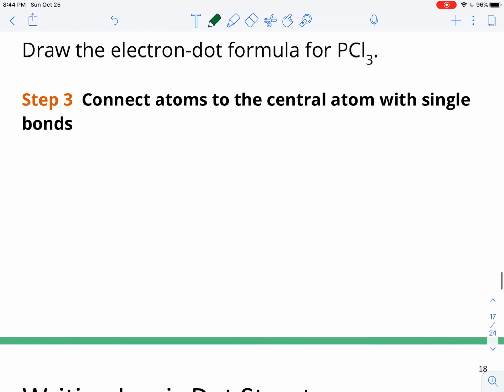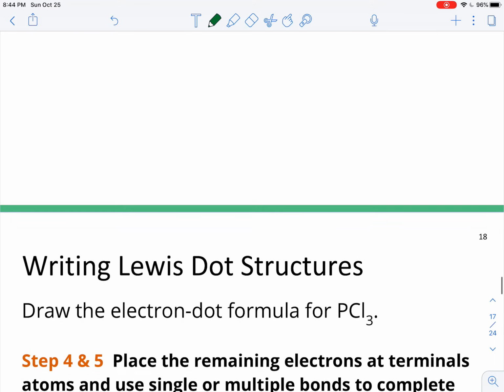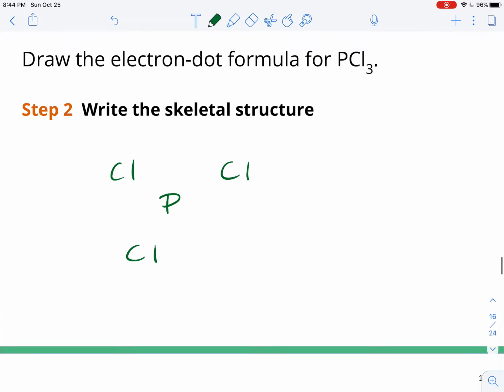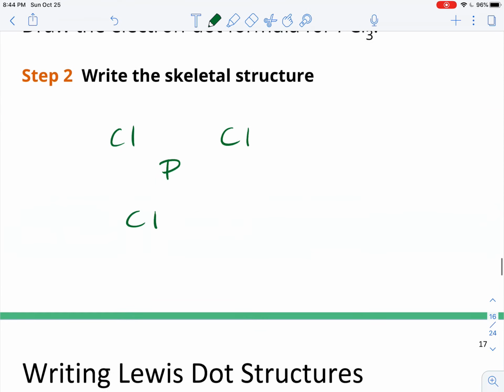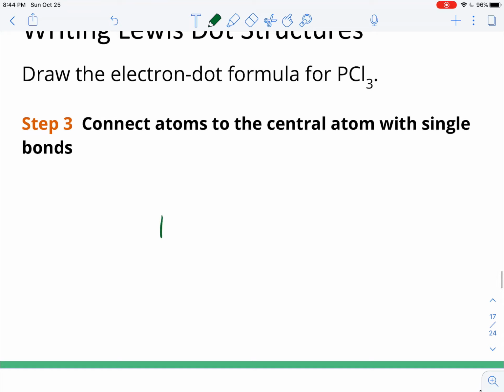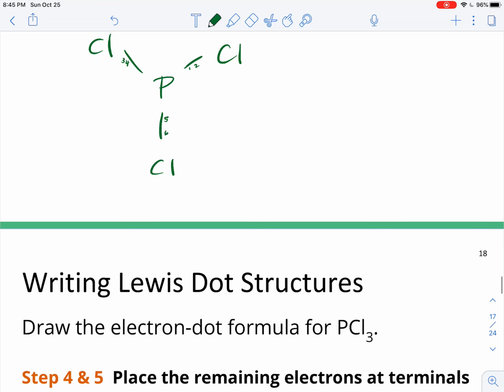All right, so next we are going to connect atoms to the central atom with single bonds. Remember our total number of electrons here was 26 valence electrons. So when I start connecting these guys with bonds, we're taking some of those away. Remember, each bond is 2 electrons. So this is 1, 2, 3, 4, 5, 6. I'm only labeling them to help you keep track of how many we have used already. So we've used 6 valence electrons.